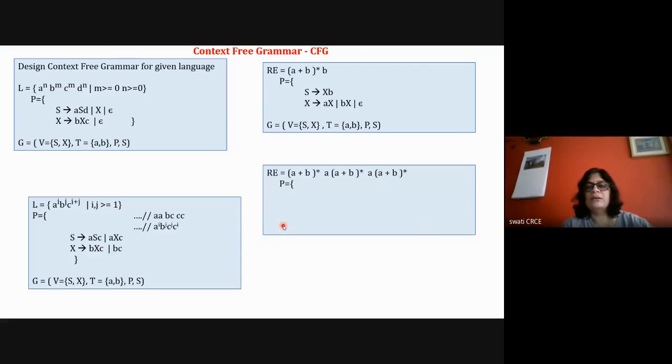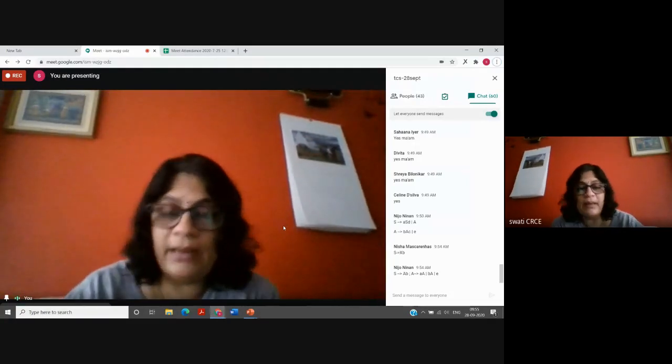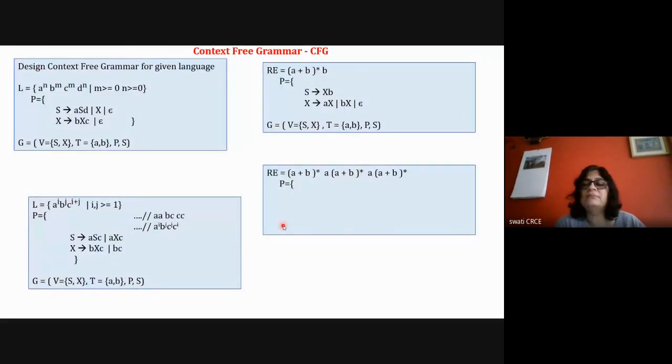Okay. Then the next sum, (a+b)* followed by a, (a+b)*, a, (a+b)*. So what will be the first rule? These two a's are fixed. This is only one time. So what will be the first rule?